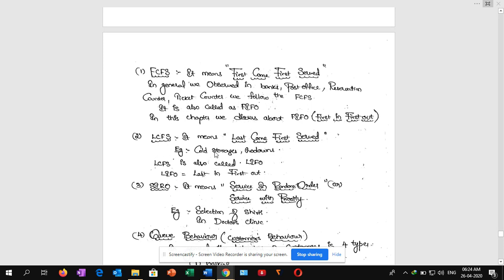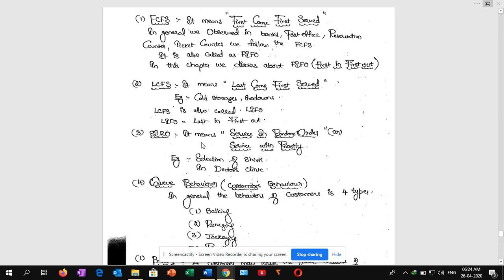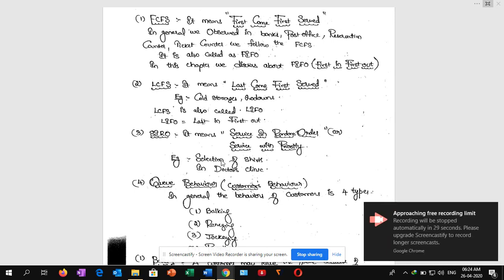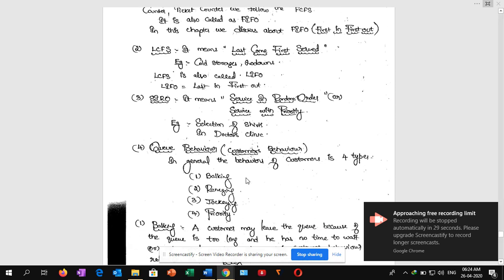Next, LCFS means last come first serve. Here we use the example of cold storage godowns, the best example of LCFS, last come first serve. Next, SIRO means service in random order, giving service in a random order or service with priority. Here we give the example of selection of shirts.